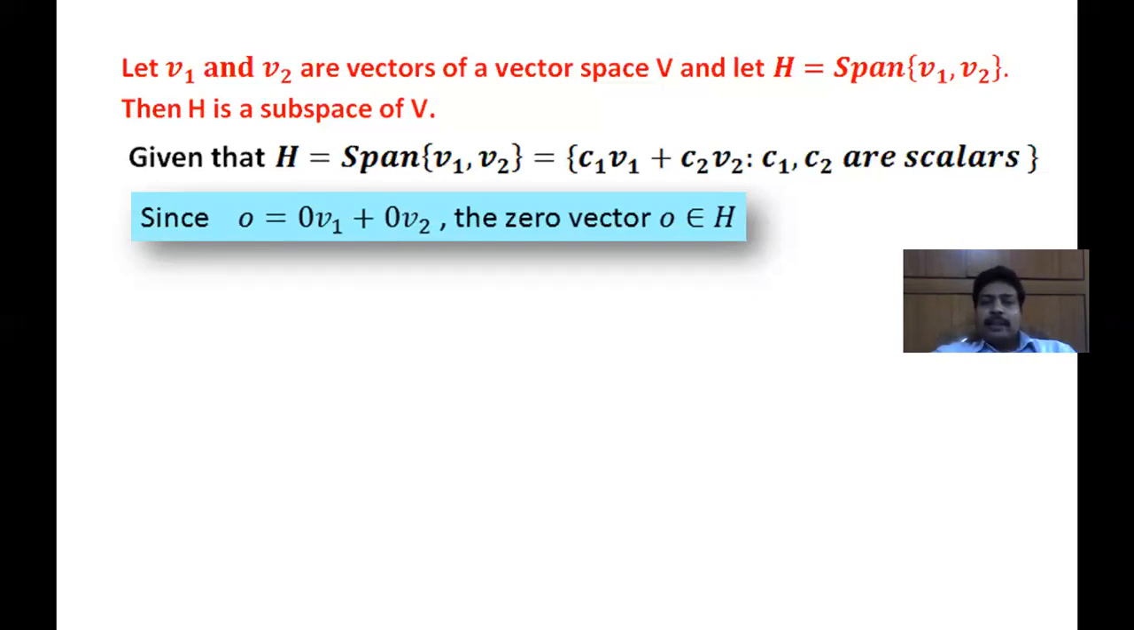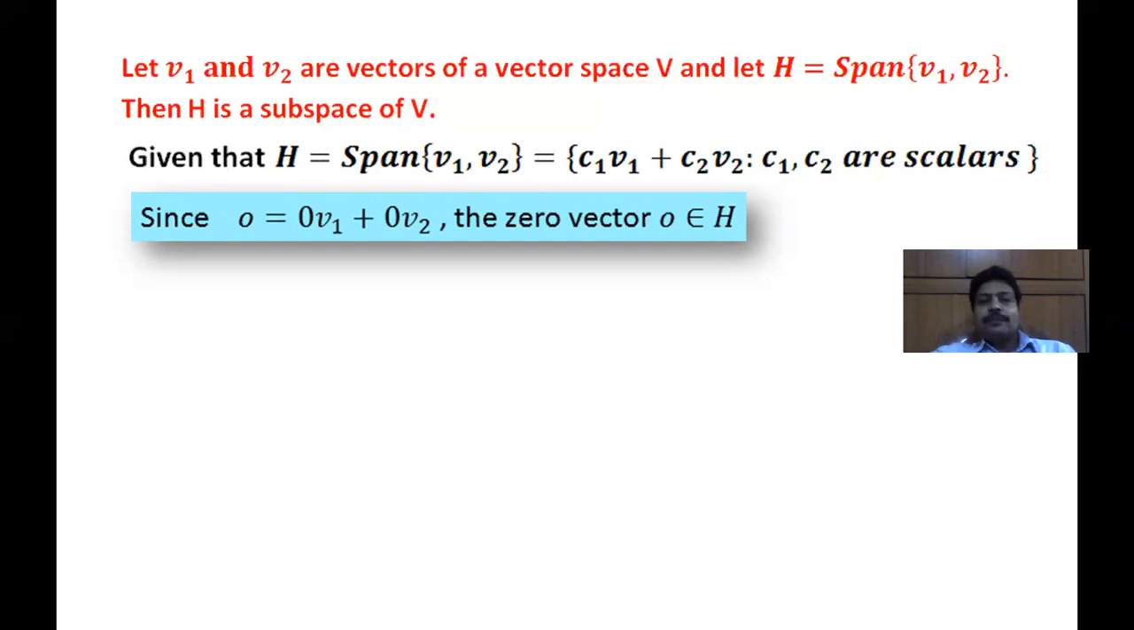So to show that H is a subspace, we need to prove three properties. One, zero vector must be there. It must be closed under vector addition. It must be closed under scalar multiplication.